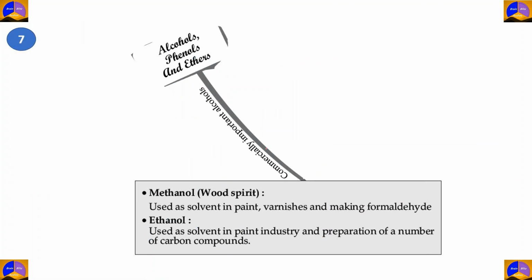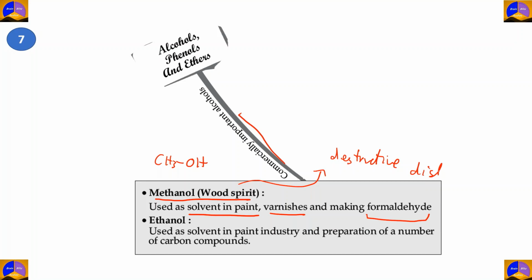Now let's look at the commercially important alcohols present. The first is methanol. Methanol is CH3OH. It is very important because it's used as a solvent in paint, which is what we cover our articles with, varnishes, which is used as building material, and making a compound known as formaldehyde. It is also known as wood spirit because originally it was found by destructive distillation of wood.